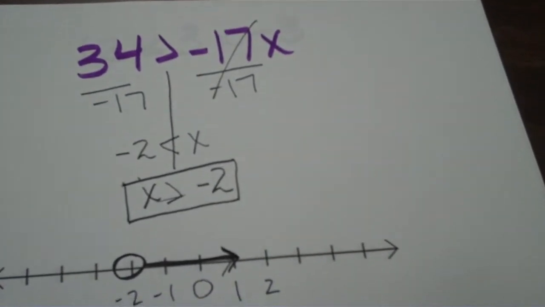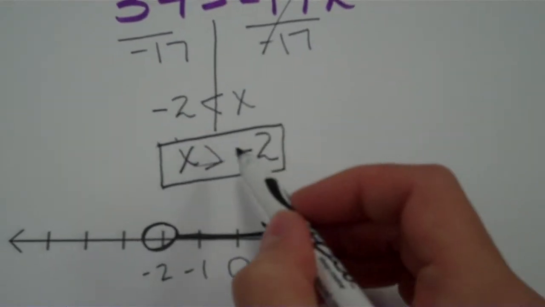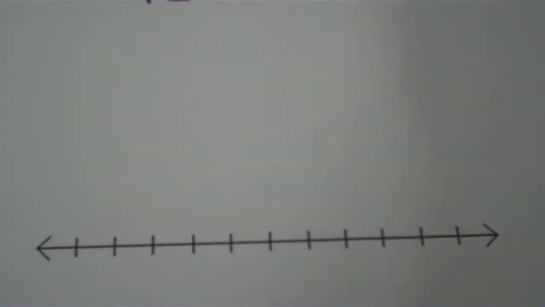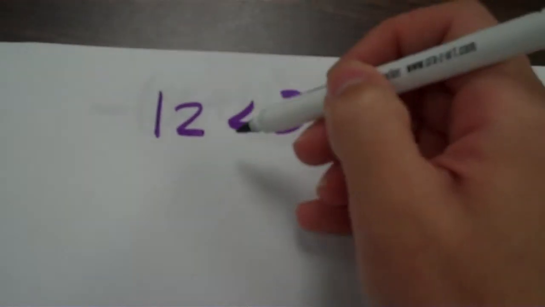Okay? That's it. Now, you're going to say, are they always going to the right? No. If this was less than, it'd be going to the left, which hopefully we'll see in a little bit. Maybe not. Okay. Let's try one like this. Draw our line.